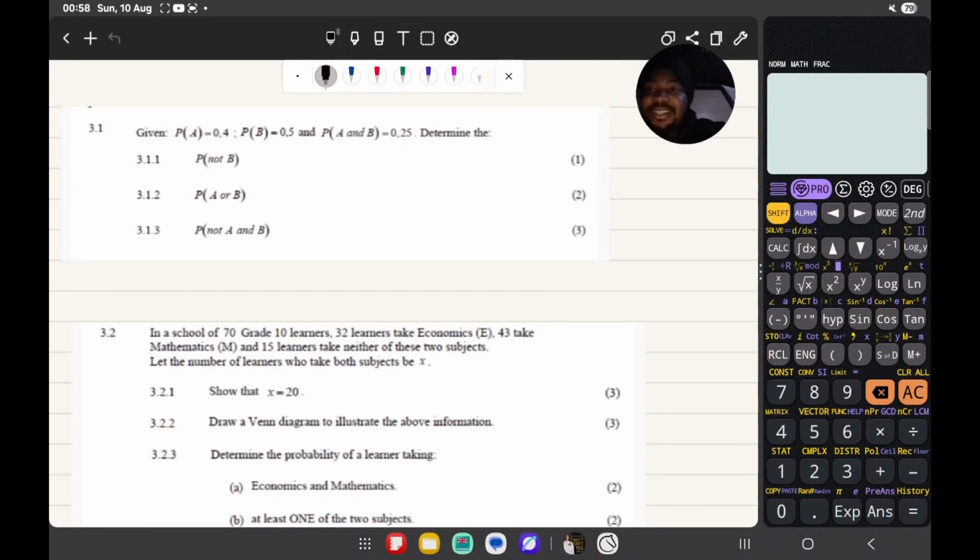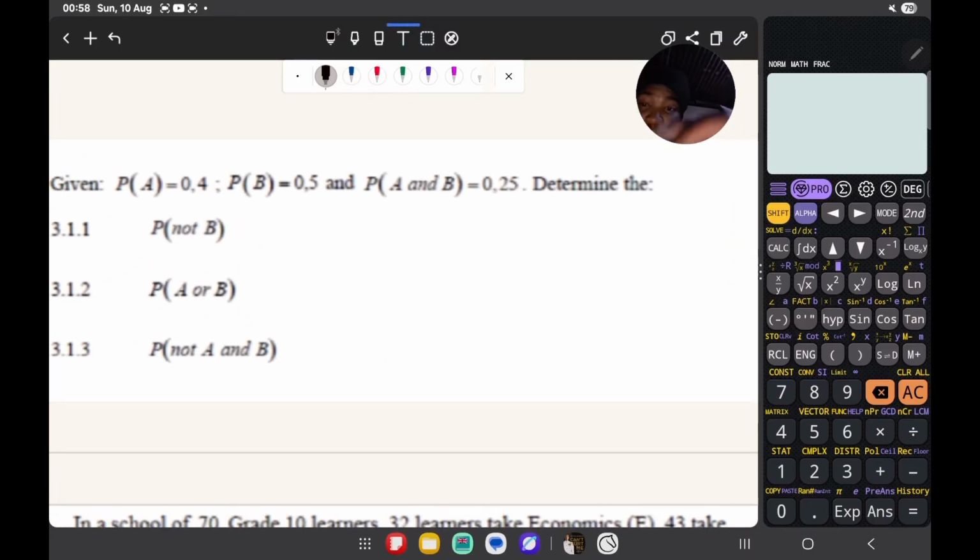Wait, guys, let's push. In this question they say the probability of A is 0.4 and the probability of B is 0.5, and the probability of A and B is 0.25. The first question is asking what is the probability of not B? I would start with the formula. You guys know that the probability of not B is 1 minus the probability of B. This is the formula that we use.